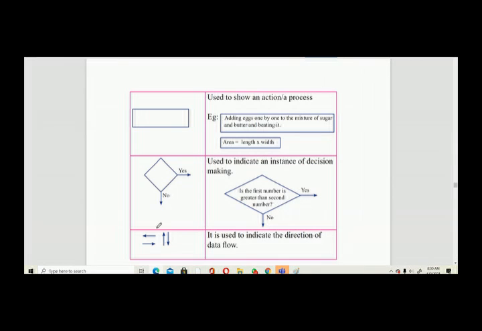Then the next one, flow lines, to show the flow of instructions. So what are the flow lines? You have arrows. Down arrow, up arrow, then you have right arrow and left arrow. These are the arrows you are using. Flow lines.